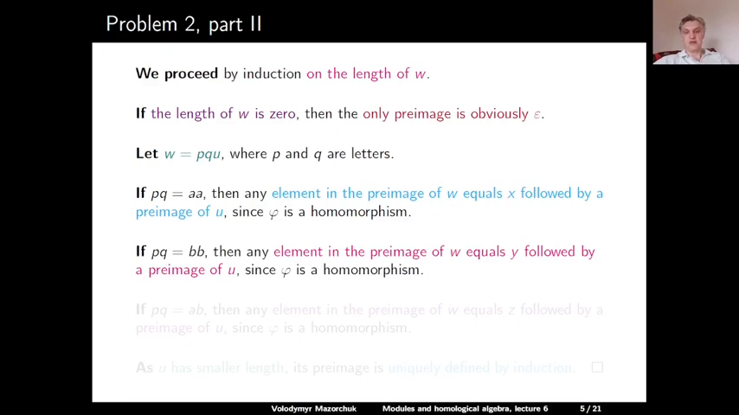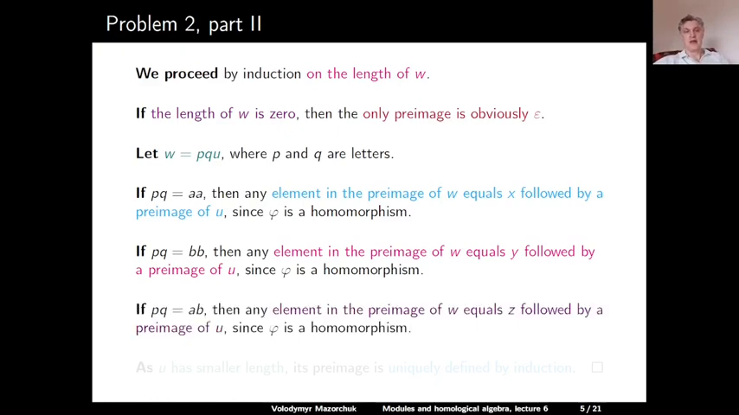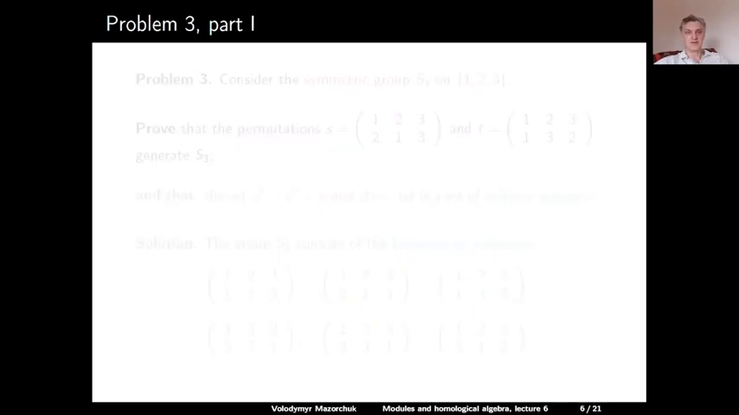Similarly, if PQ is BB, then any element in the preimage of W equals Y, because it's only Y which goes to BB, followed by a preimage of U, since phi is a homomorphism. And if PQ is equal to AB, then any element in the preimage of W equals Z, because it's only Z which goes to AB, followed by a preimage of U, since phi is a homomorphism. And U has strictly smaller length, so its preimage is uniquely determined by induction, and the proof is complete.